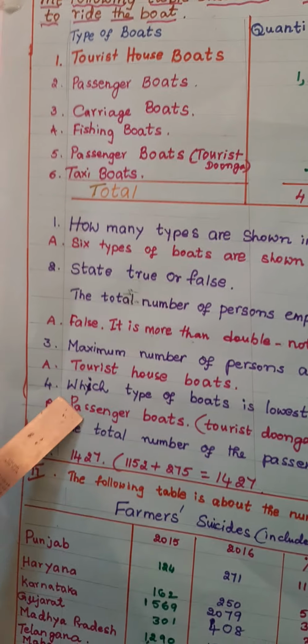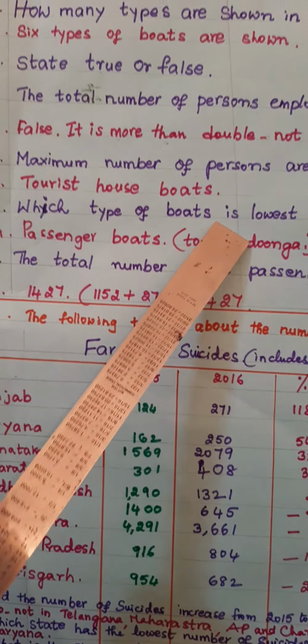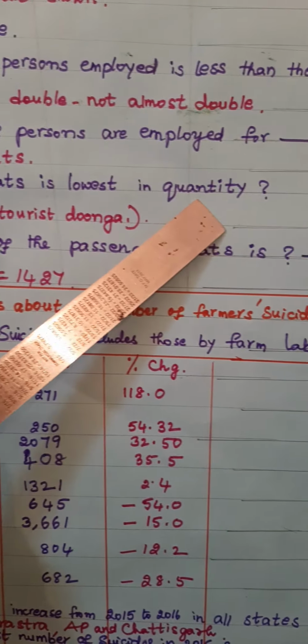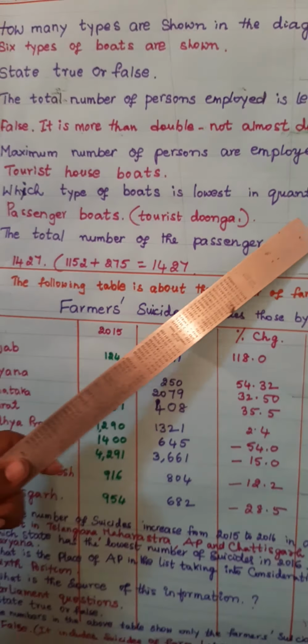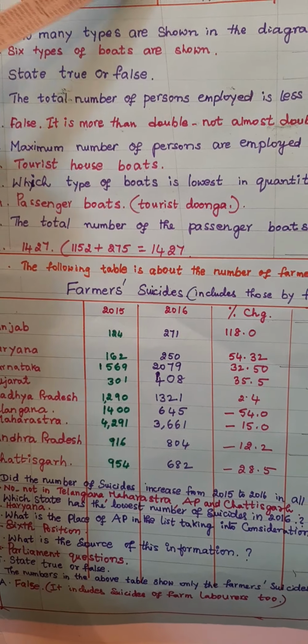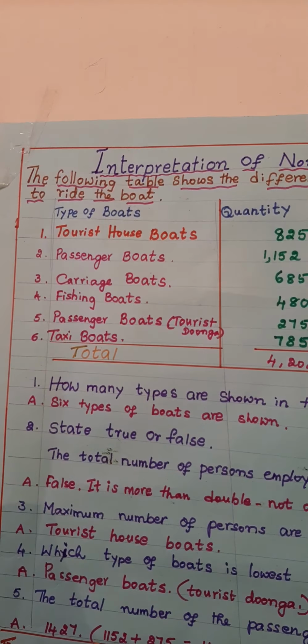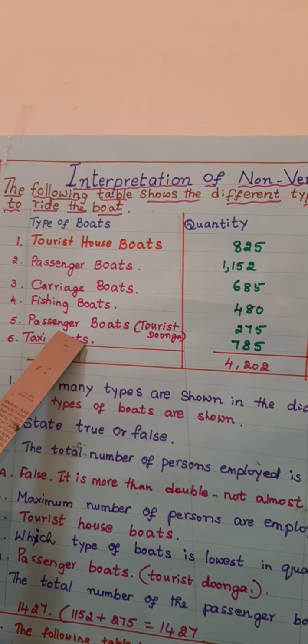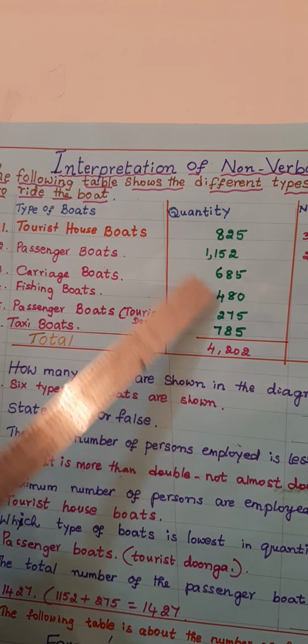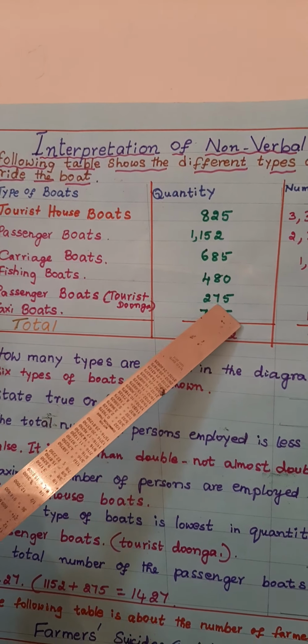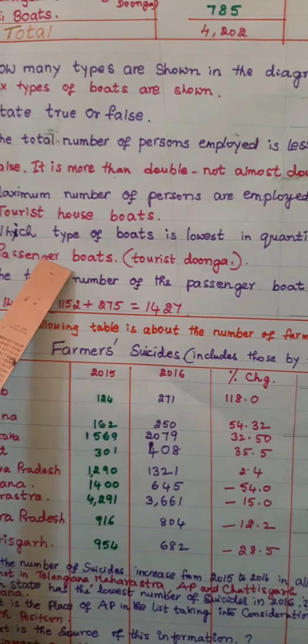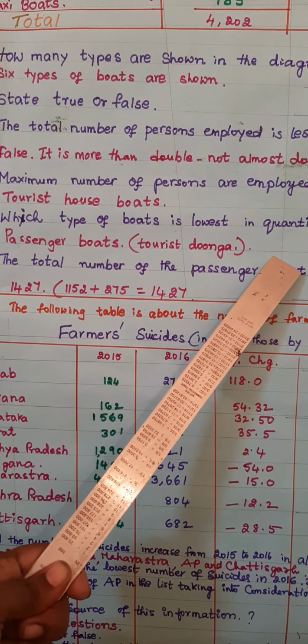Now come to the fourth question. Which type of boats is lowest in quantity? Check which number is lowest. It is passenger boats, lower than all the others, which is 275. So the total number of the passenger boats, tourist dunga, you have to write.